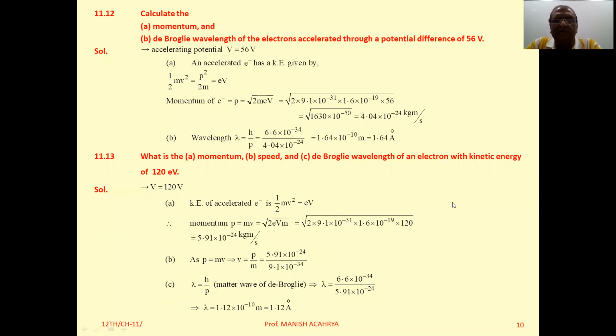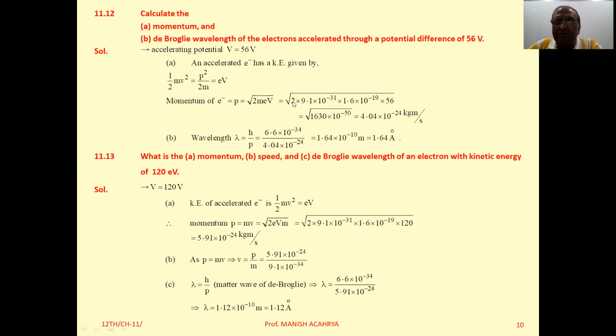Now next one, 11.12. Calculate the momentum and the de Broglie wavelength of the electrons accelerated through the potential difference of 56 volt. Now accelerating voltage, that is given to you. So when an electron is accelerated with the potential difference of V volt, the kinetic energy gained by it is equal to eV, and kinetic energy is given by p square by 2m, that is eV. So we can write momentum p, that is under root 2m eV.